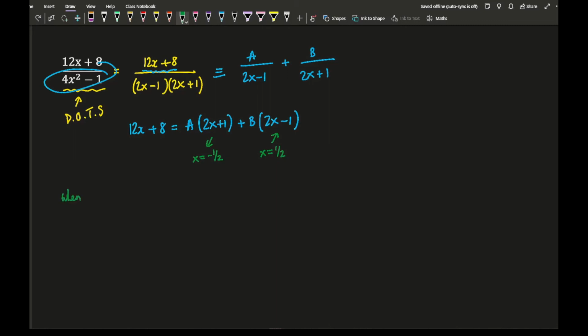So when x equals minus a half, we get 12 times minus a half plus 8 equals, now if it's minus a half, the a is going to cancel out, so I'm going to be left with b, and it's 2 lots of minus a half, take away 1. And if you're not confident with multiplying fractions, that's going to be minus 6 plus 8, which is 2, equals 2 times minus a half is minus 1, and minus 1 take away 1 is minus 2, so it's minus 2b. So b equals minus 1.